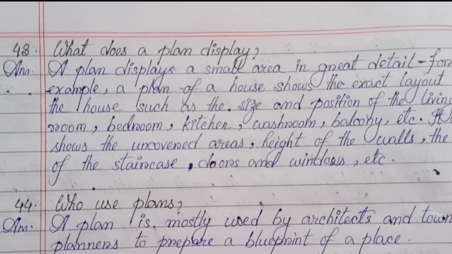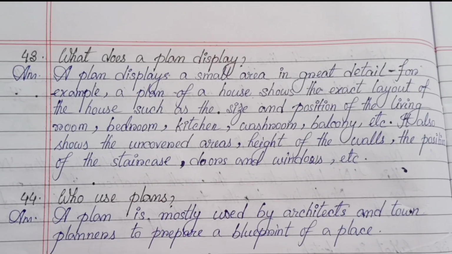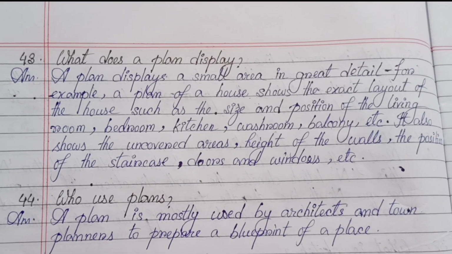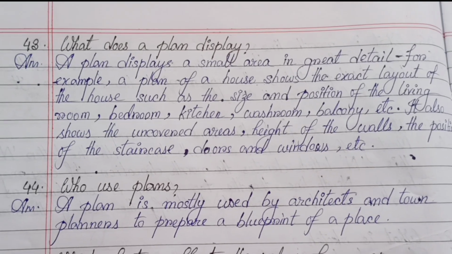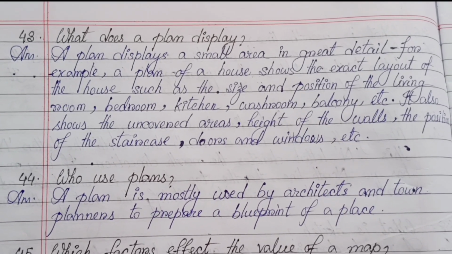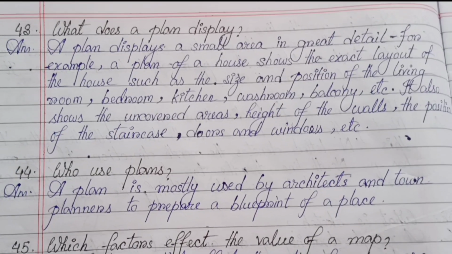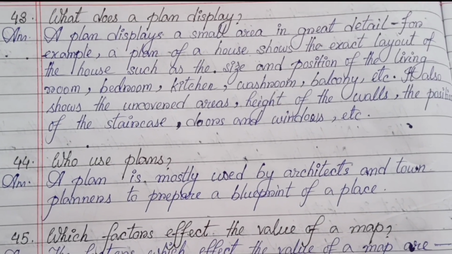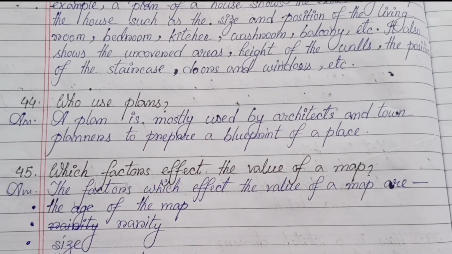43. What does a plan display? A plan displays a small area in great detail. For example, a plan of a house shows the exact layout of the house, such as the size and position of the living room, bedroom, kitchen, washroom, balcony, etc. It also shows the uncovered areas, height of the walls, and the position of the staircase, doors and windows, etc.